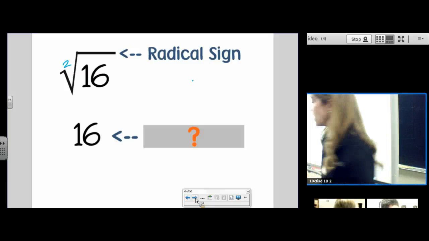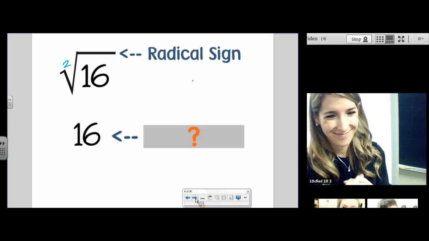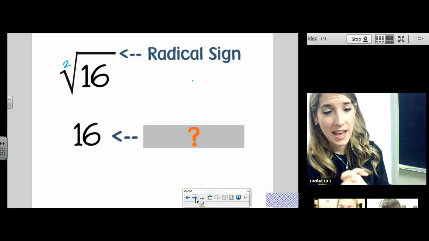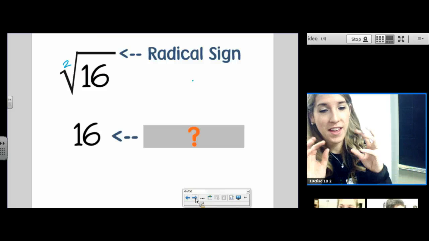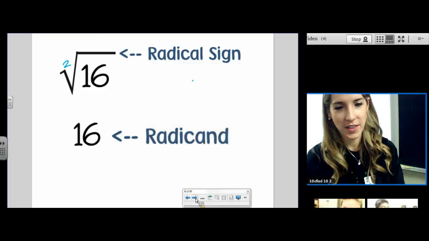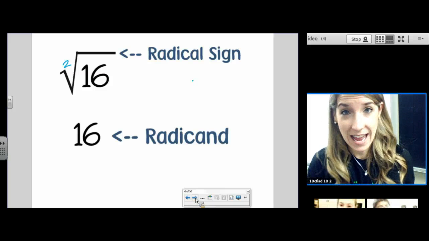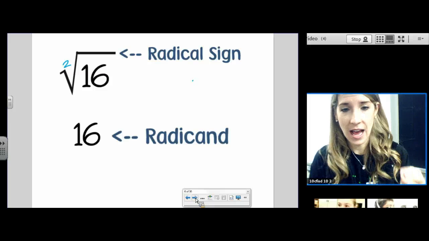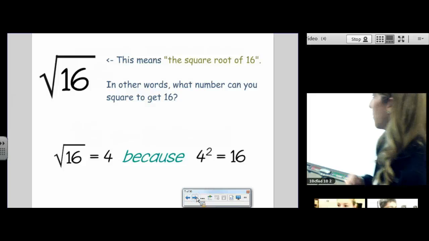Does anyone know what the number under the radical sign is called? Not the base. It also starts with an R. We've got the radical, and we've got the, there you go, Karthik, radicand. Rishi, you almost had it, you forgot the D. So if you ever hear me refer to the radicand, it is the number inside the radical. Okay? It's a number. Yes, it is a number.